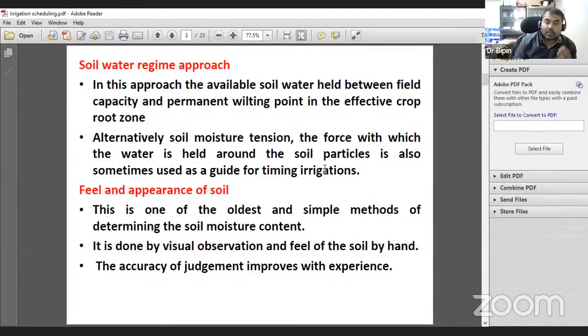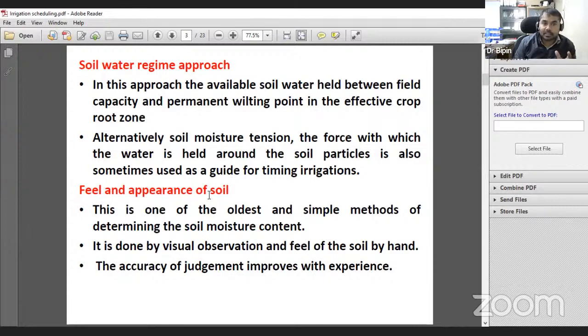That is actually the water available for the plant, and the plant will use that. And by the force, your soil surface will retain the water. That is the tension, soil water tension. That assessment is also one of the approaches to that. You can go for soil irrigation scheduling.